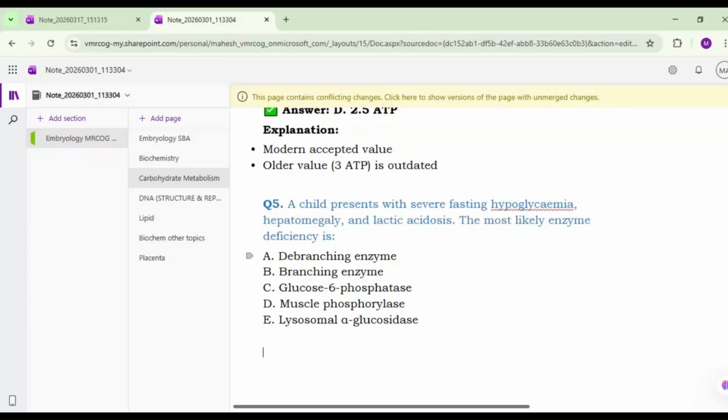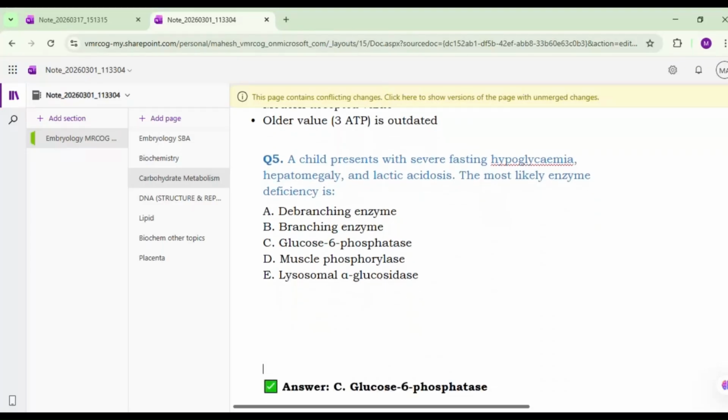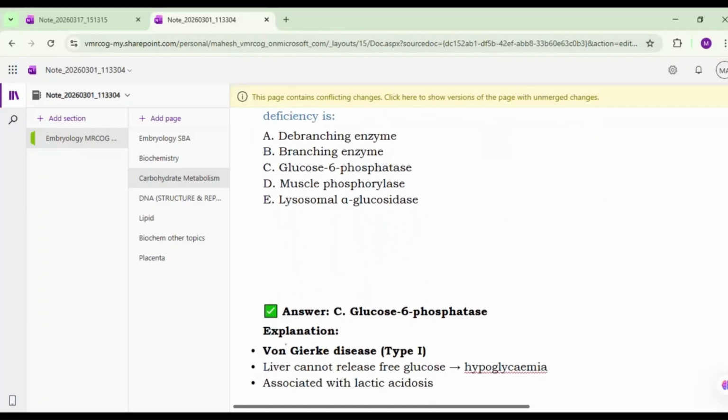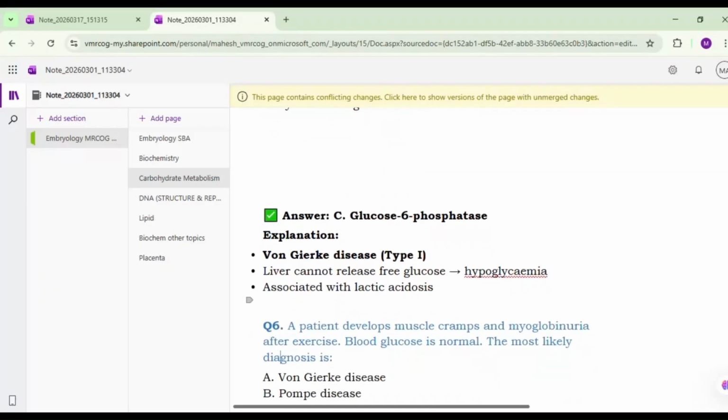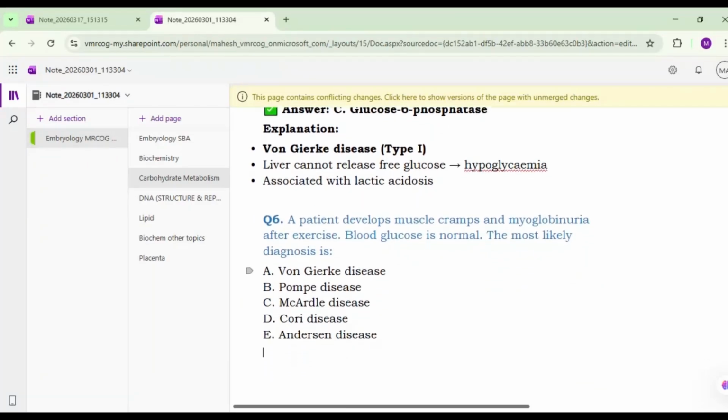Next. A child presents with severe fasting hypoglycemia, hepatomegaly, and lactic acidosis. The most likely enzyme deficiency in this gluconeogenesis disease is option C, glucose 6 phosphatase. Yes, glucose 6 phosphatase. It is von Gierke's disease. The liver cannot release free glucose. There is severe hypoglycemia associated with lactic acidosis.